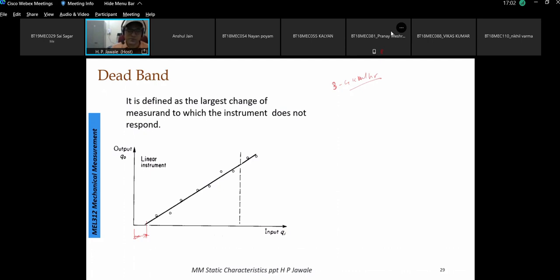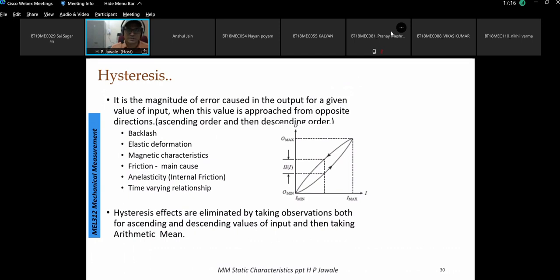I think we have discussed this somewhere. Right. So it is the minimum value of an input, defined as the largest change in the measurand to which the instrument does not respond. Then we come to hysteresis. In a similar way, in hysteresis, what we find is the magnitude of the error caused in the output for a given value of the input.